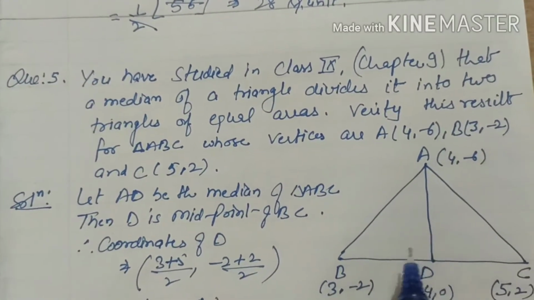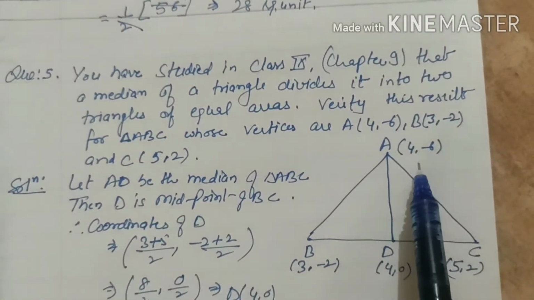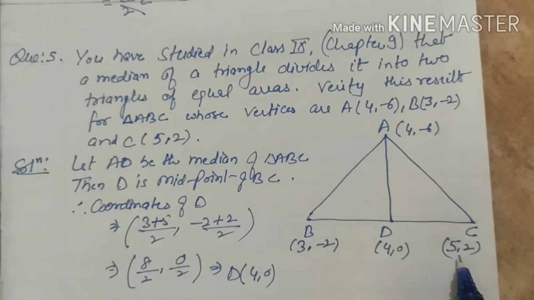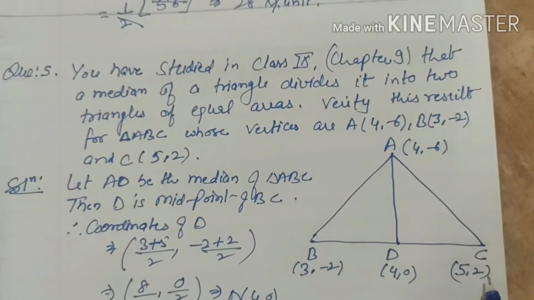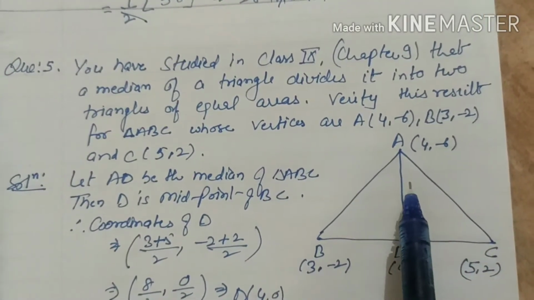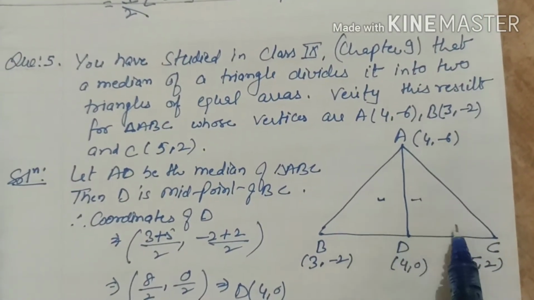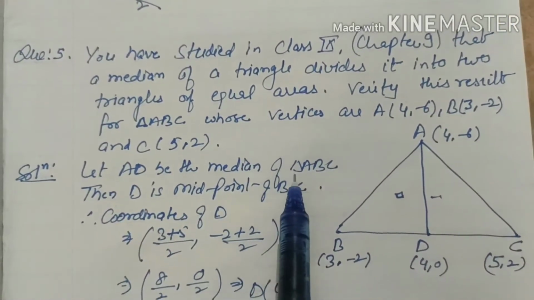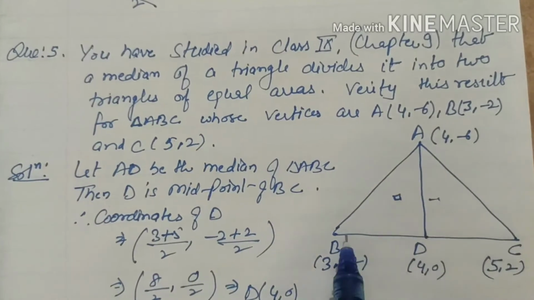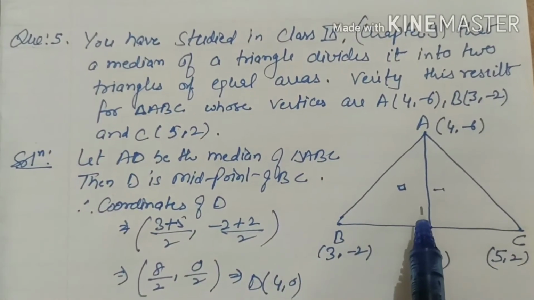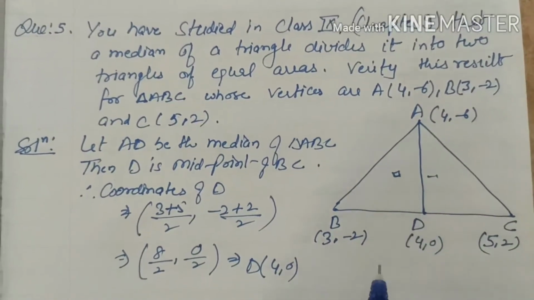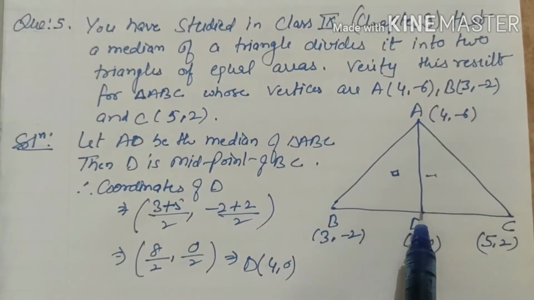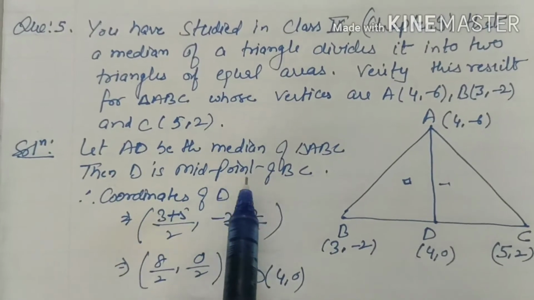So here we have triangle ABC with the vertices A as (4, -6), B as (3, -2), and C as (5, 2). So we need to find that a median in a triangle divides a triangle into two triangles of equal area. So let AD be the median of triangle ABC. We know the median, what the median is? Median is a line segment that connects the opposite vertex to the midpoint of the opposite side. So D is the midpoint of BC.